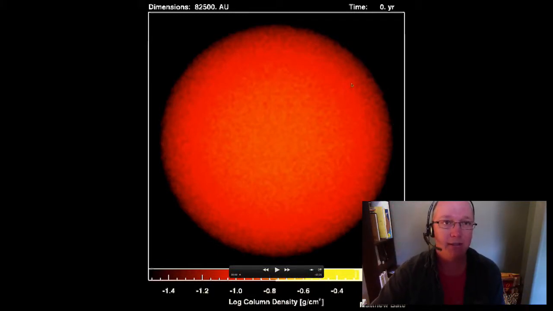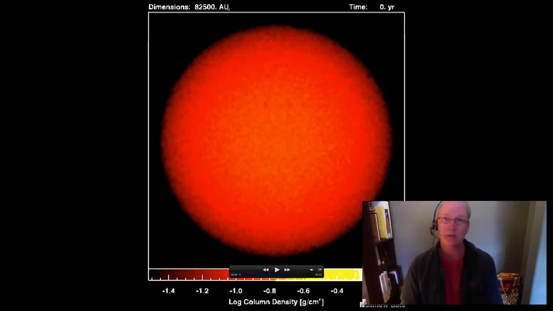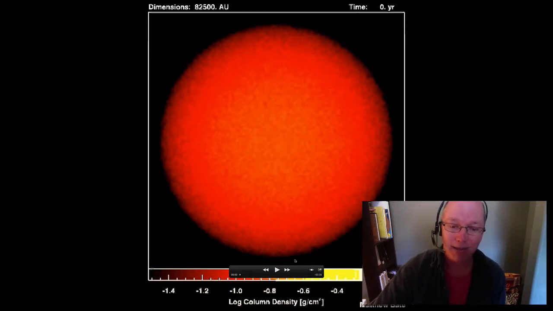Now, you can see the distances up here. We have dimensions of about 82,000 astronomical units. Remember, Pluto's orbit is about 40 astronomical units, so that gives you some perspective of how big this cloud is. And you can also watch the time up here. The time is going to tell you how long this takes, and I think you'll be surprised at how quickly this goes. The color is telling you the density of the gas. So here we go.